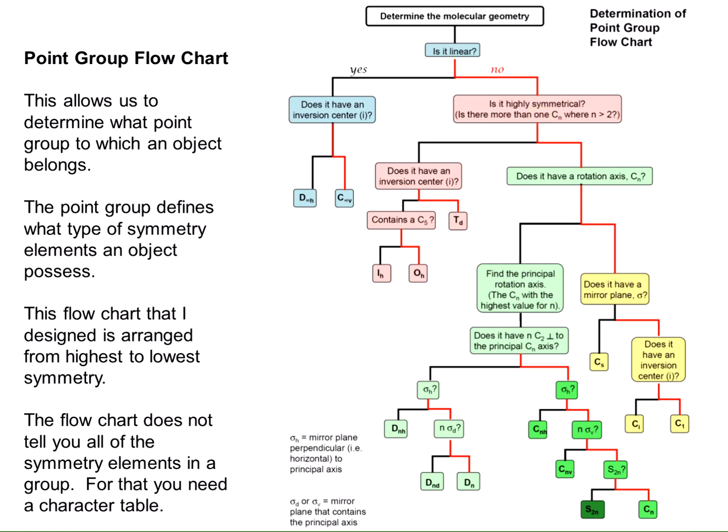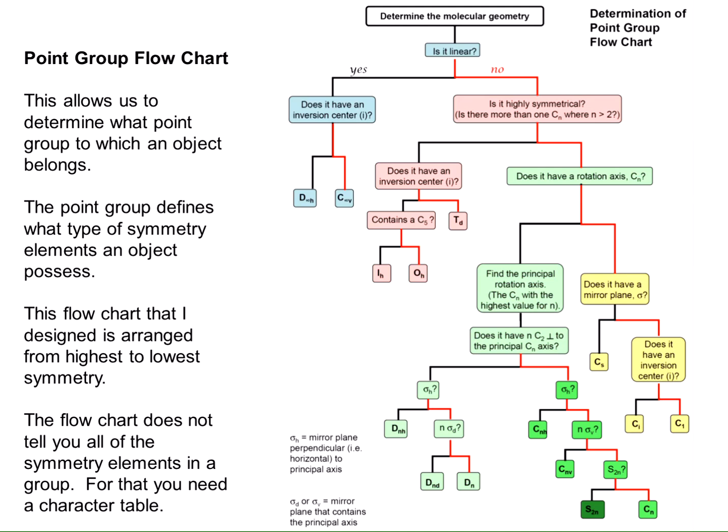So for highly symmetrical, another way of asking that question is, do you have more than one Cn where n is greater than 2? Such as, do you have C3s and C4s, or C4s and C5s, or C3s and C5s? So anything where you've got Cn's higher than 2 and you've got multiple of them, like a C5 and a C6 or something like that. Now if it's not highly symmetrical, then does it have a rotation axis? So you're looking for the principal rotation axis, the C with the highest n value. And typically we as chemists designate that as the up direction, so that'll be our z-axis as our principal rotation axis.